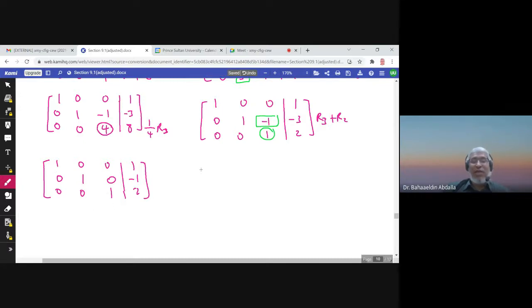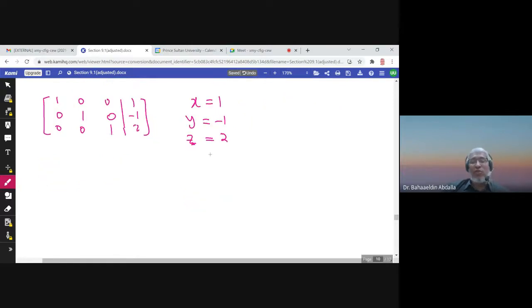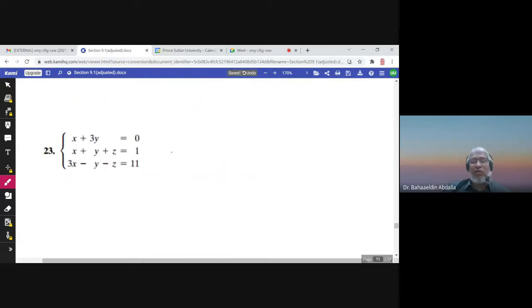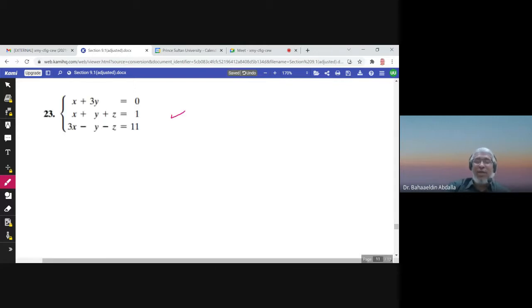And you can read immediately that x is 1, y is negative 1, z is 2. Because here the coefficient of z is 1, so z is 2. And the solution set consists of the point 1, negative 1, and 2. I hope you can try this exercise by yourself, please, using Gauss and Jordan to learn Gauss and Jordan.